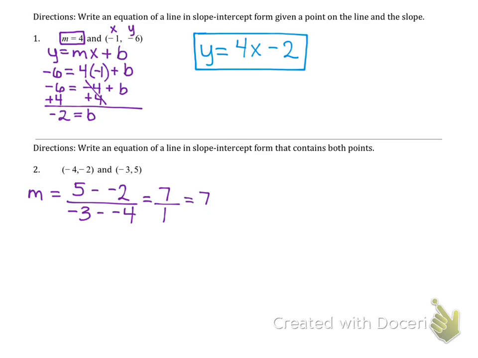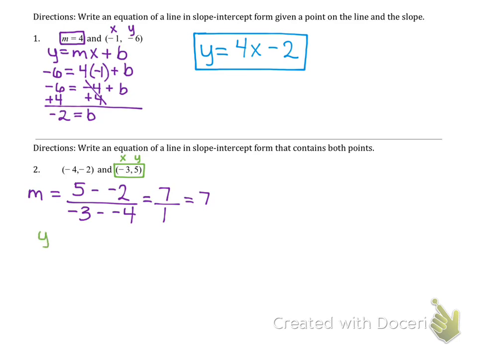The second step is I'm going to pick one of the points to use. I'm going to pick the second one because it only has one negative number in it. I'm going to label this x, y. Now you could have also picked the first point too. That's totally up to you on which one you pick. You will still get the same answer at the end.